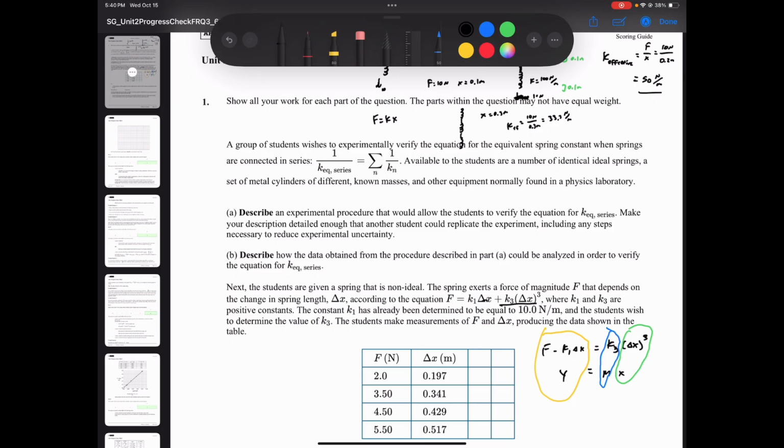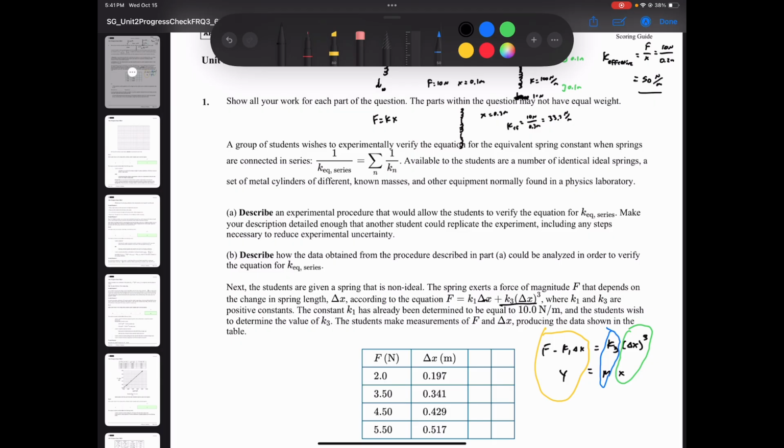But basically, in terms of procedure, you're just verifying the equation, and you're given a bunch of springs that are identical, and you need to see if this equation holds. Whenever you're writing a procedure, you want to specify what tools you're going to be using, right? It has to be detailed enough that another student can replicate it. You want to include any steps to deal with uncertainty and use equipment that's normally found in the physics laboratory. So you'd mention, I'm going to use a meter stick.